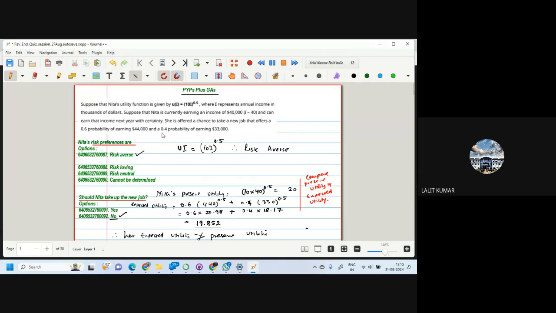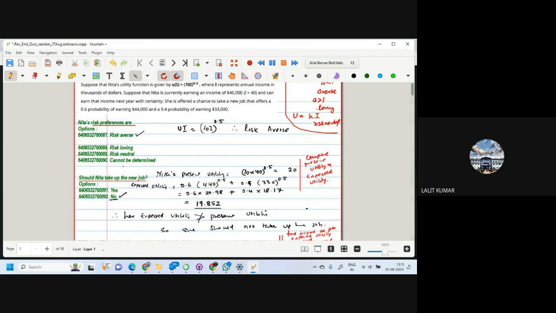So there are three questions in this. One question is whether she's risk averse, risk neutral, or risk loving. Any function which is I to the power a, where a is less than 1, is risk averse. If a is greater than 1, that is risk loving. And if it is a linear function of I, then it's risk neutral. So I hope this is clear to all of us. So she's a risk averse person from this definition. And should Nita take up the new job or not?